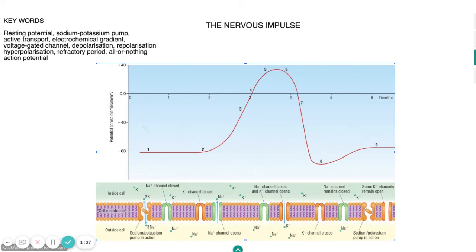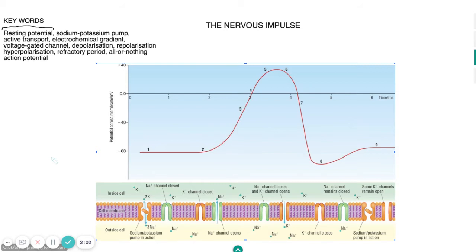So in order for this impulse, whatever this impulse is, to move from your receptor to your central nervous system, the same events need to take place the whole way along the length of the axon of the neuron. For this to work, a few things need to be set up. The really important thing that has to happen first is that a resting potential has to be set up.